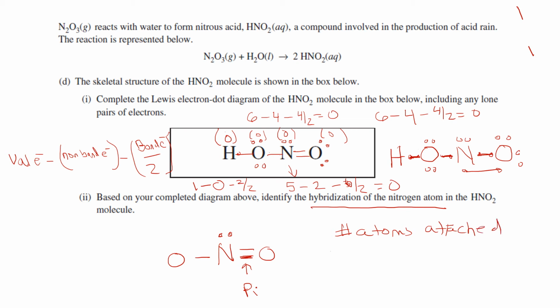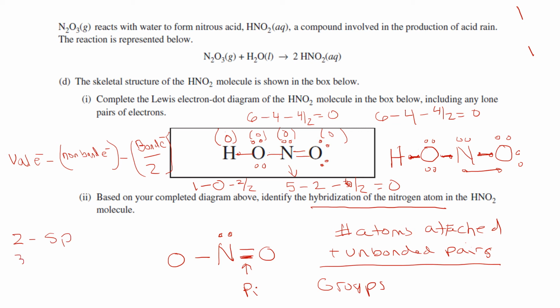And you're going to add to that the unbonded pairs. Not the unbonded electrons, but the unbonded pairs. And that will give you the total number of groups. If you have 2 groups, it's going to be sp. If you have 3 groups, it's going to be sp2. If you have 4 groups, it's going to be sp3. 1 group would just be s.